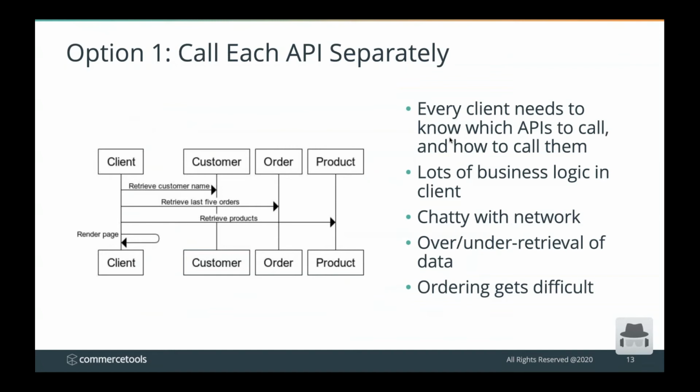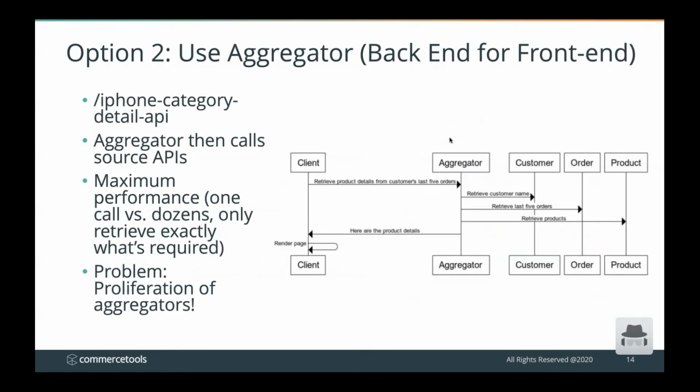And you can call each API separately. You would call the customer API, and then you'd call the order API, and then you'd call the product API, and then you'd render your page. But there you have to deal with overfetching and underfetching, as we talked about before. And also, as I discussed before, it's very hard to figure out which APIs to actually call.